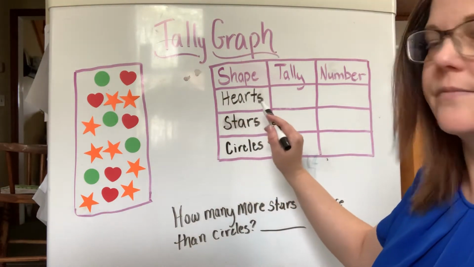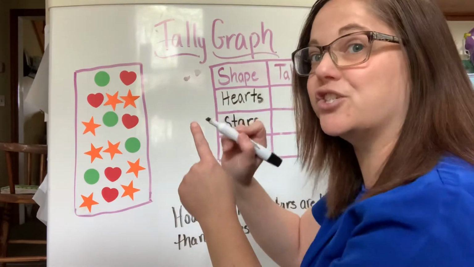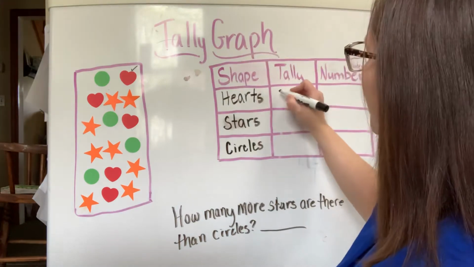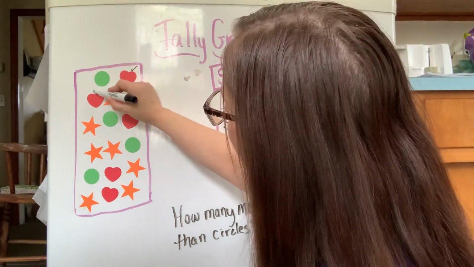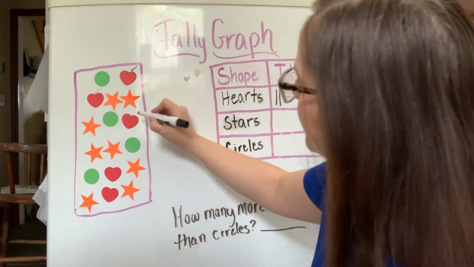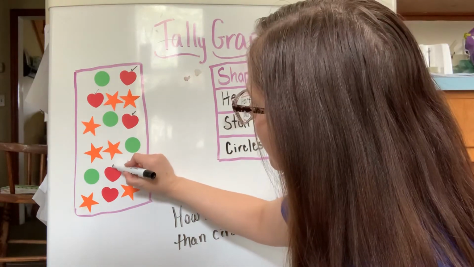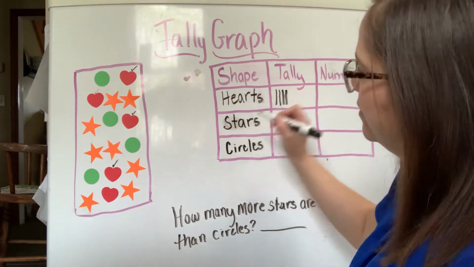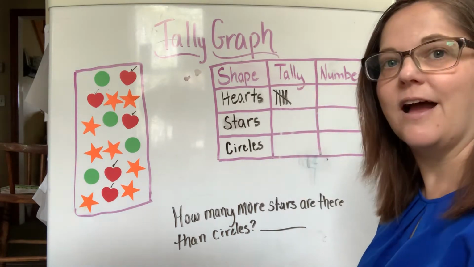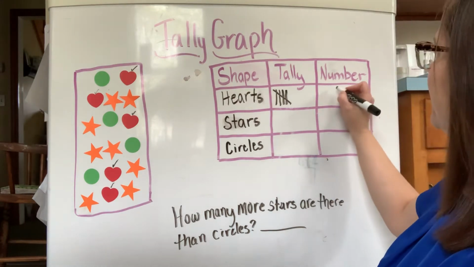We'll start with hearts. So I'm going to carefully count. I see 1 heart, and I'm actually going to put a little check mark next to it because I'll know that I counted it. So I see 1 heart. I'm going to put 1 tally. Another heart. 2, now I'm going to add another tally. Another heart. 3, another heart. 4, and another heart would be 5. I have 5 hearts. So I'm going to write down the number 5.